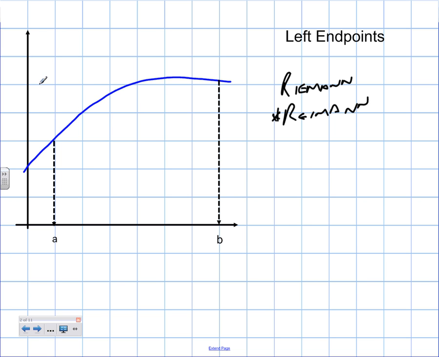But the basic idea is that it goes back to finding integrals using rectangles. Okay, and so we've got several options that we can use. We can use the left endpoints. And so when we use the left endpoints, that just means that our rectangles start on the left.